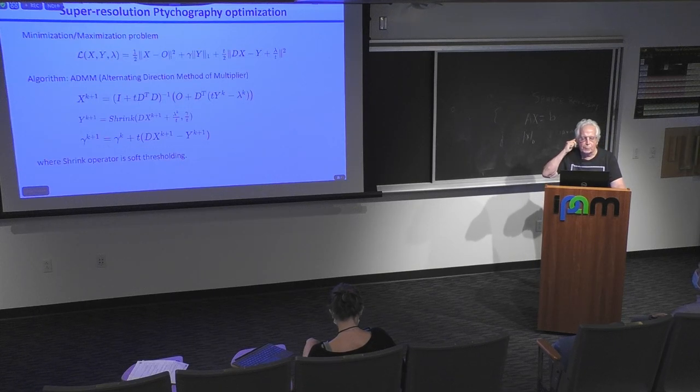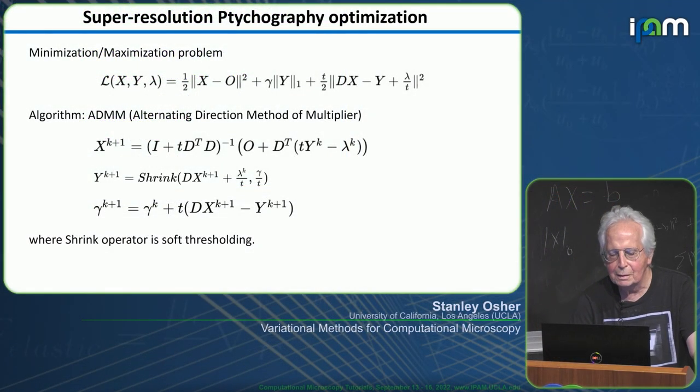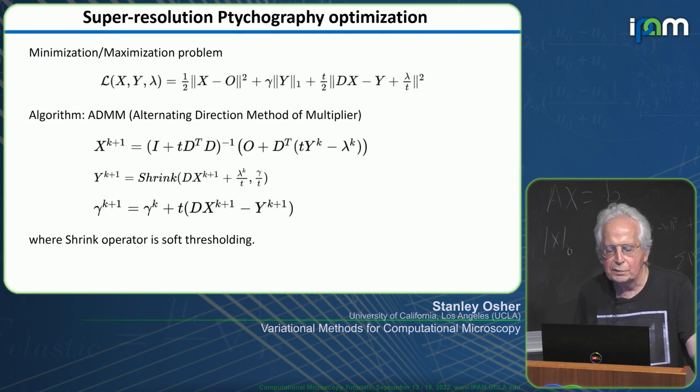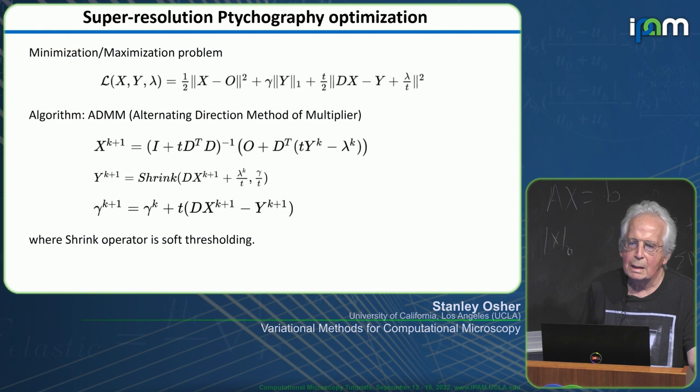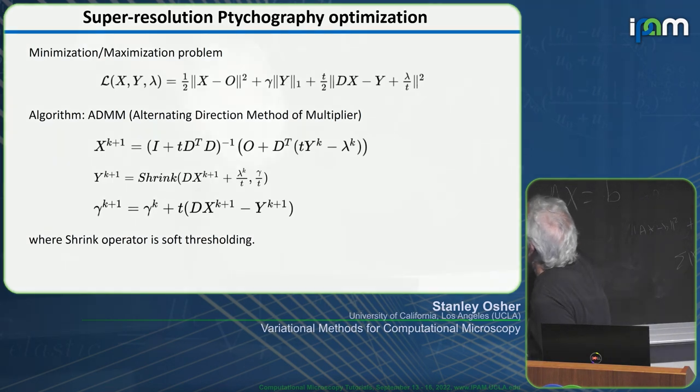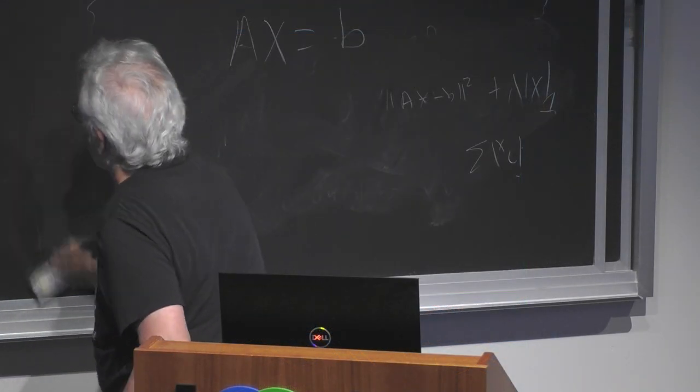So we're going to solve this super resolution optimization problem by alternating direction method of multipliers, which is Bregman. And this y^(k+1), for those who care, that's a so-called shrink operator. What it does is it makes it very easy to solve nonlinear problems of a certain type.